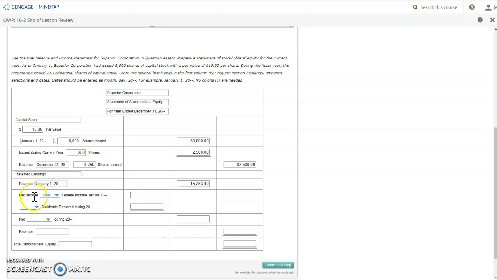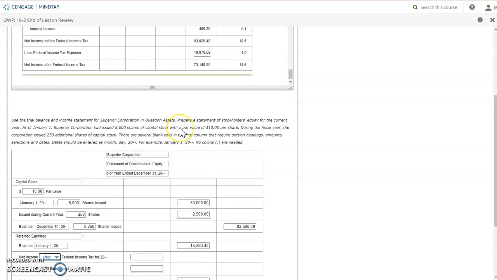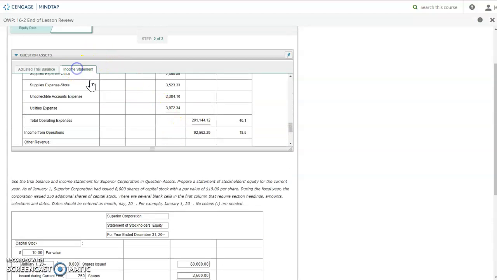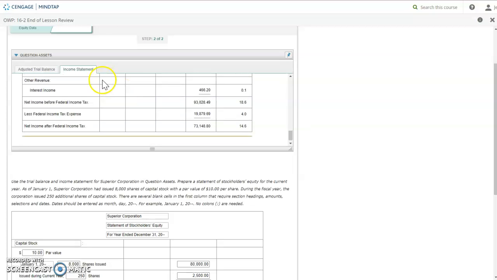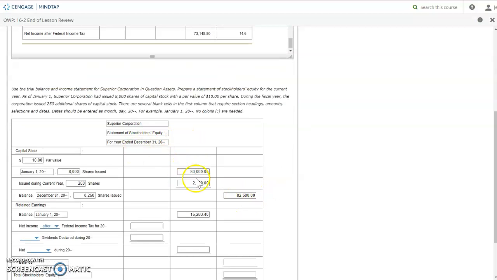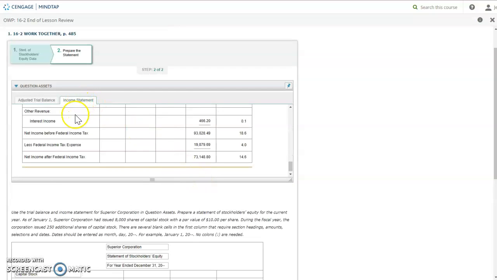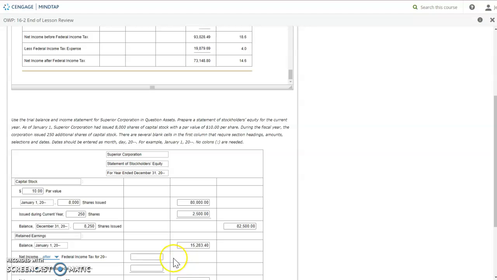Now what we're going to do is we're going to fill in this here. So they give us a drop-down box. So net income, we can choose either before or after. We're going to choose our net income after federal income tax. We want our final net income. So I'm going to scroll up and I'm now going to look at my income statement. It's important that we know where to find these numbers that we are using on our statement of stockholders' equity. And so I'm going to go to the bottom of my income statement, and that last number I should see, net income after federal income tax. So I'm going to go ahead and plug that number in. So 73,148.8.